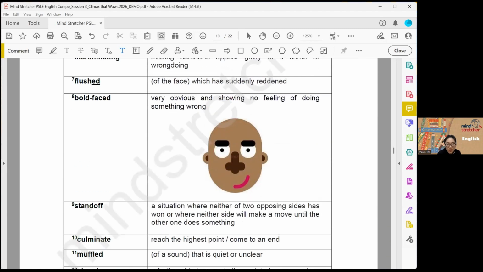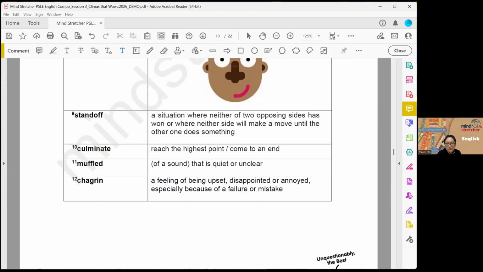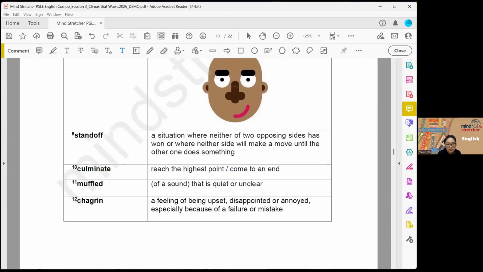Clambered. If you clamber, you are moving in a very clumsy way. Clumsy way. Chagrin. Okay, chagrin.